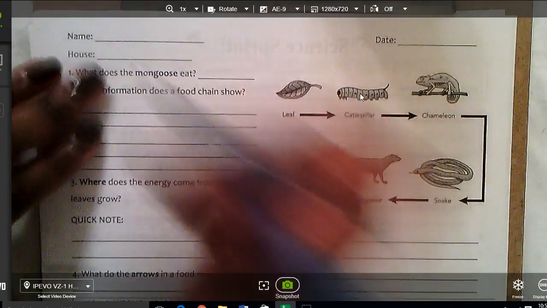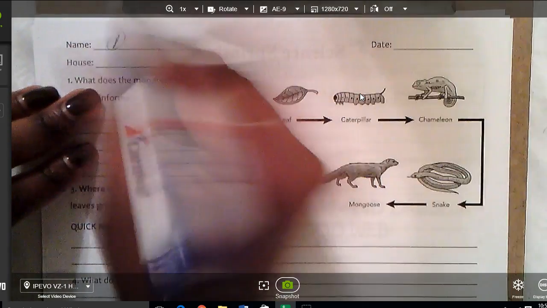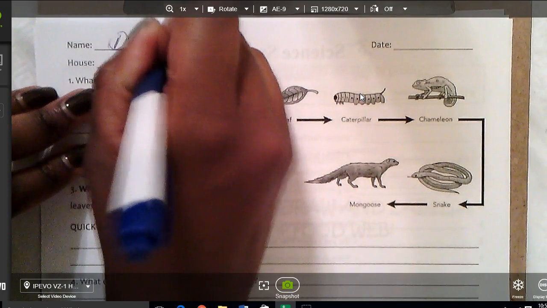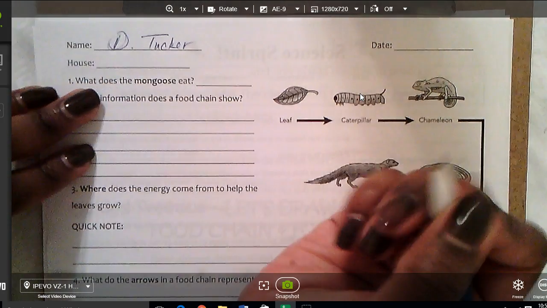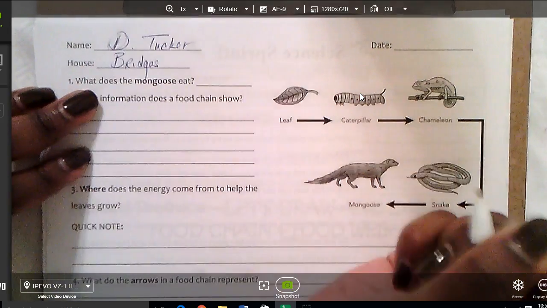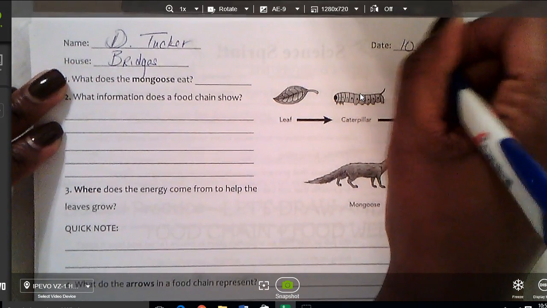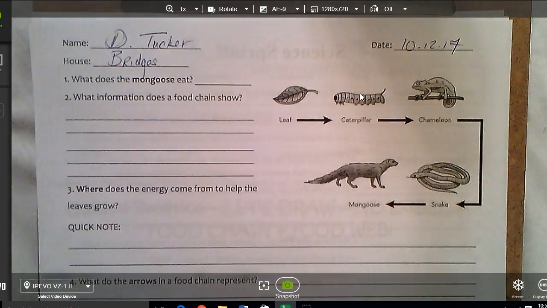Fifth graders, first thing I want you to do is go ahead and put your name at the top. So I'm going to put Miss Tucker. Go ahead and put your house. Some of you can put the best house in the world, Bridges House. The rest of you go ahead and put your pool houses down. The date is 10/12/17.